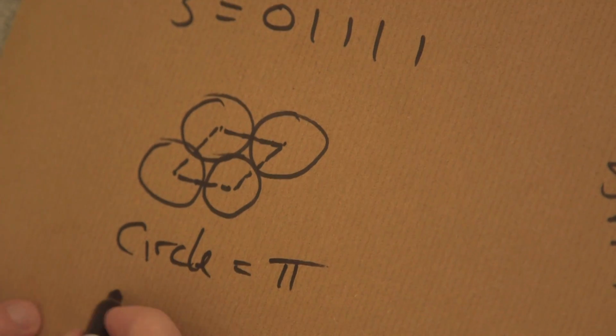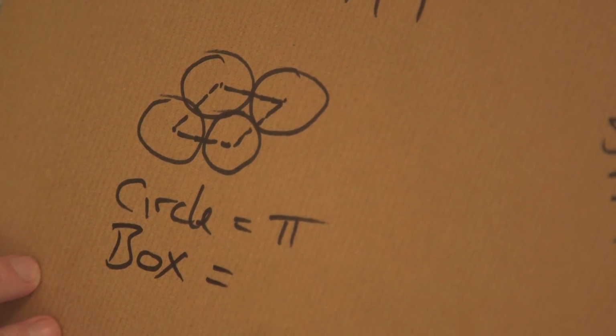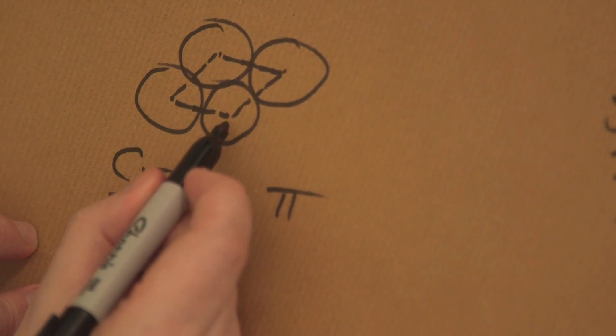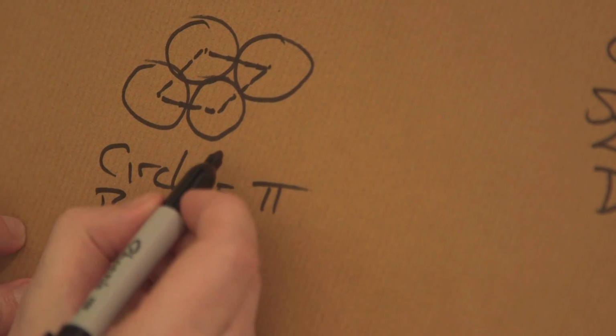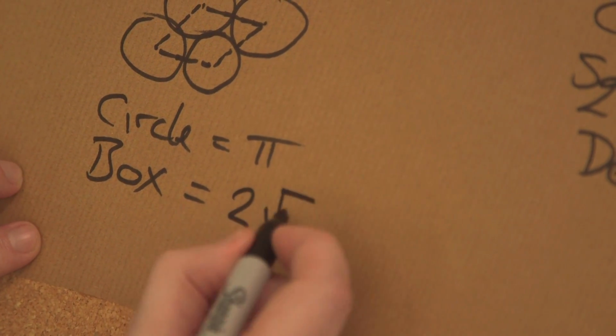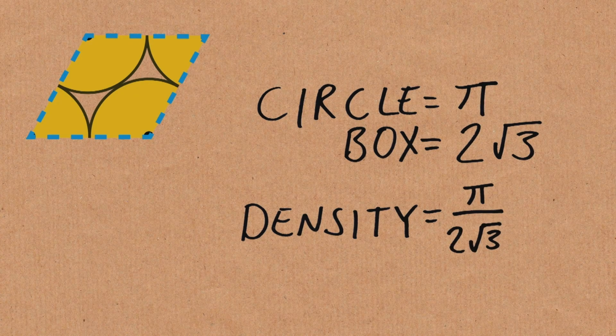And now we're going to look at, I'll just call it a box. That parallelogram, what is the area of that? It has a base of 2 multiplied by the height. With a bit of Pythagoras, that's going to be square root of 3. So the box has an area of 2 times the square root of 3. And then the density, we divide one by the other, which is equal to 90.7%. Much better, much more dense. So if you can pack in these code words more densely, you're going to be able to fit more code words into your space.